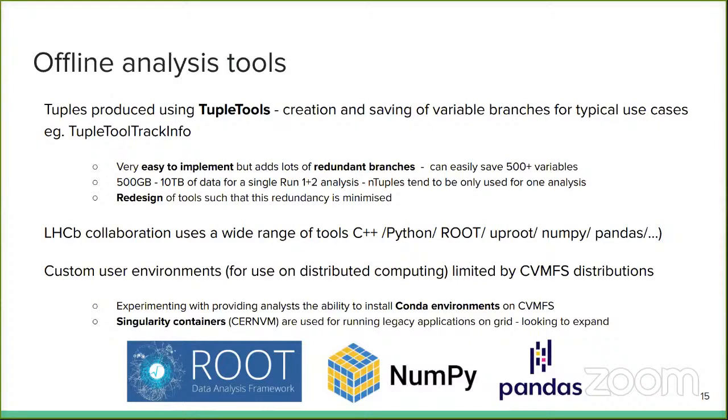For a single Run 1, Run 2 analysis, we can have anything from 500 gigabytes to 10 terabytes for the user to look at. And these tuples tend to only be used for one analysis. So for Run 3, we're looking at a major redesign of these tools to try and minimize the redundancy and make this a more customizable thing.